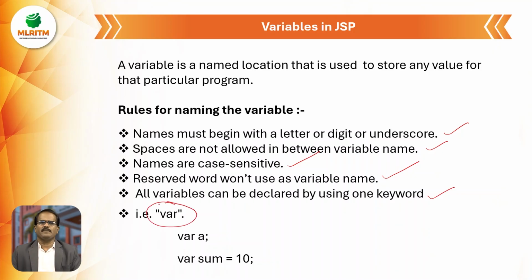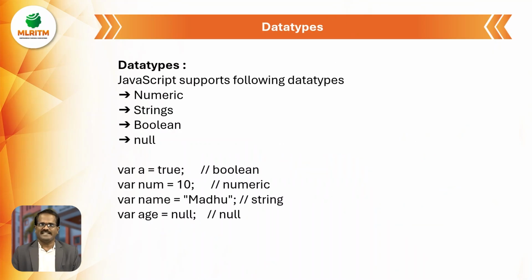In JavaScript, with the help of the var keyword, we declare the variables. Here a is the variable, and sum is a variable assigned an integer value. This way we declare variables with the help of the var keyword. The next topic is data types. JavaScript supports the following data types: numeric, strings, boolean, null. These are the four data types supported by JavaScript.